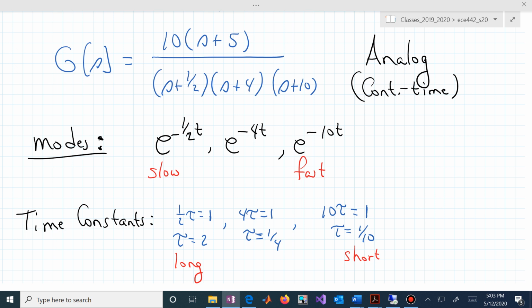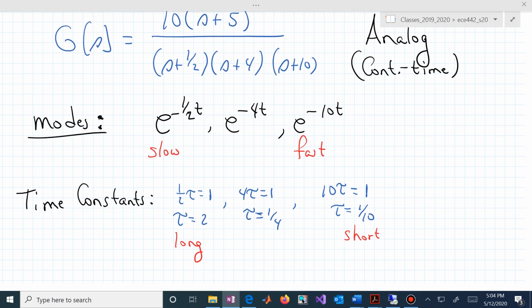You might need to sample that system, so in that case you're focusing on the fast mode, but you can identify the modes in this analog system. You look at the poles, and those now produce modes at e to the minus 1/2 t. Your poles are at minus 1/2, minus 4, and minus 10, the values of s that cause the denominator to vanish or to become equal to 0. We have a slow mode, e to the minus 1/2 t. That decays much more slowly than this fast mode, e to the minus 10 t, and we actually have a mode between those at e to the minus 4 t.